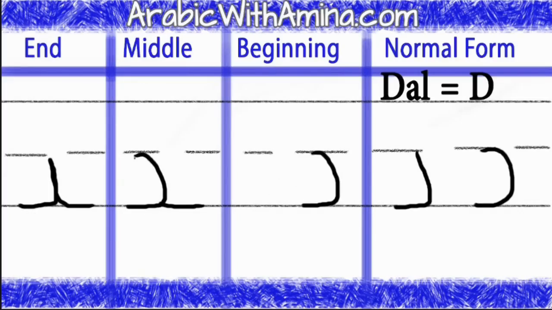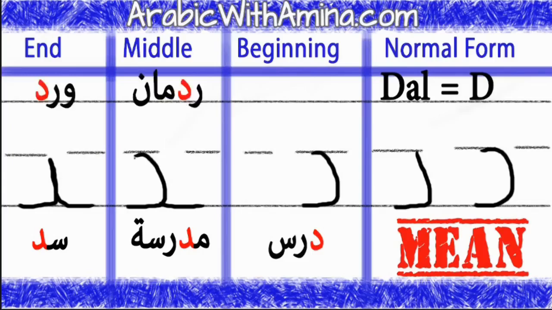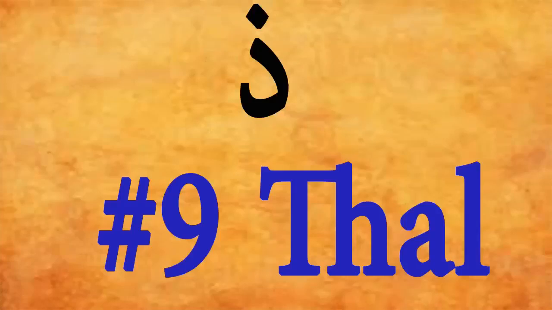Dal is not connected to the letters after it, so it is considered a mean letter. And you can see that in the examples. If dal was after a mean letter as well, it would be written as the following without the line connecting it to the letter before it, and that's only possible in the middle and end of the word because in the beginning of the word it is the first letter.